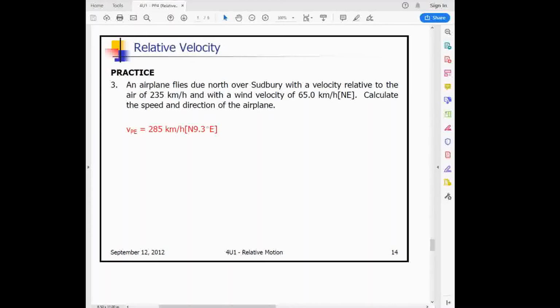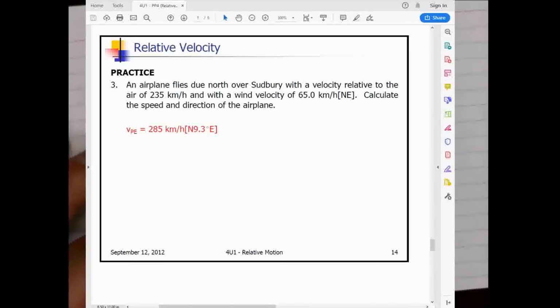So one last question I'll show you here. It says an airplane flies due north over Sudbury with a velocity relative to the air of 235 kilometers per hour and with a wind velocity of 65 kilometers per hour northeast. Calculate the speed and the direction of the airplane. Now in this case, it's the same kind of idea. Let me switch over to the camera.